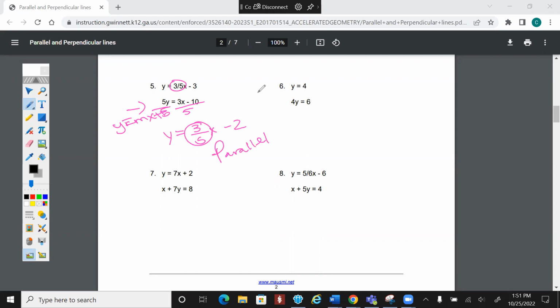Okay, here's the one that everybody messes up on. And it's really not that bad if you actually graphed it. So on this next one, we've got y equals 4. And then this one, we want y by itself. So we're going to divide by 4. Y is going to equal 3/2.